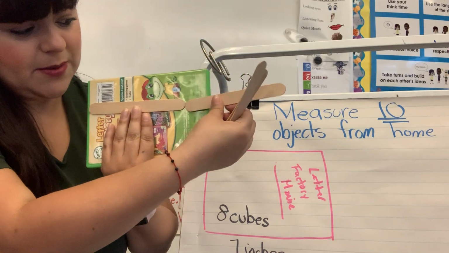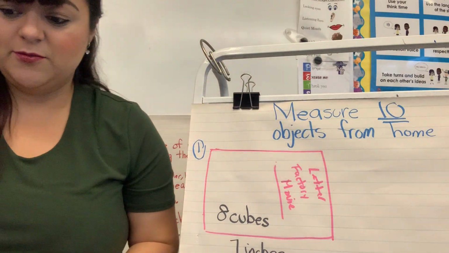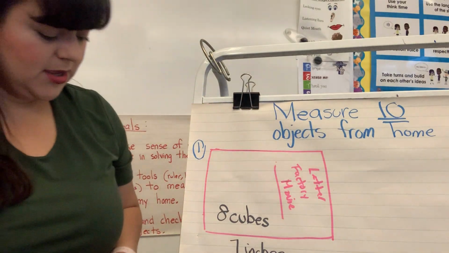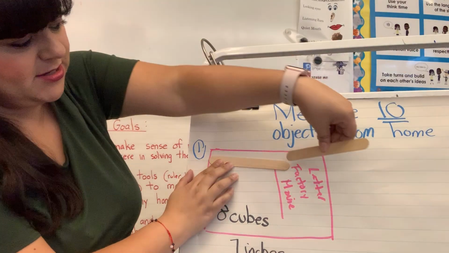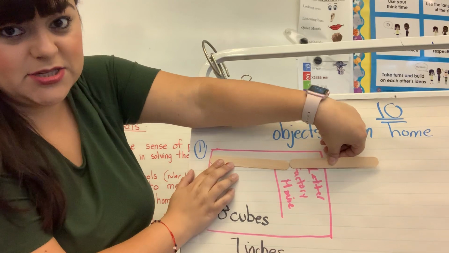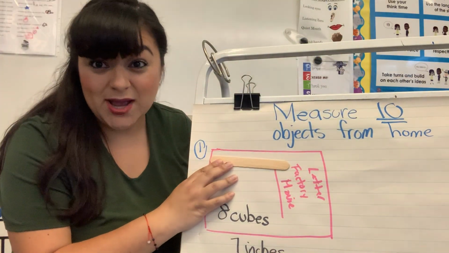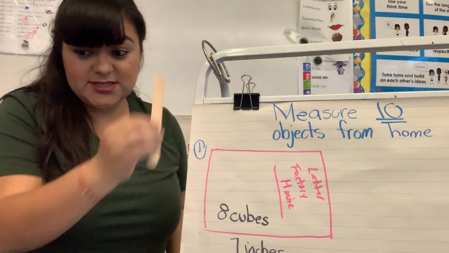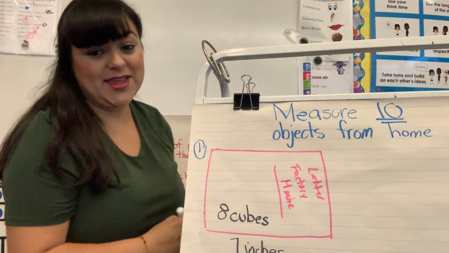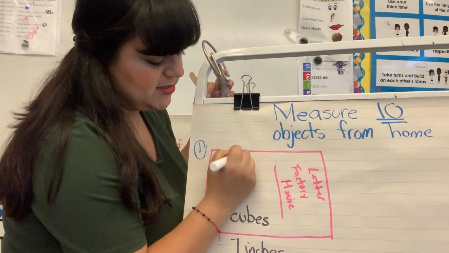Now, 2 popsicle sticks is too much. It's mucho. So it measures 1 popsicle stick. See, if I put it on my paper, that's too much. So I'm going to say it measures about 1 popsicle stick. So if I use sticks, I'm going to write that down. 1 stick.